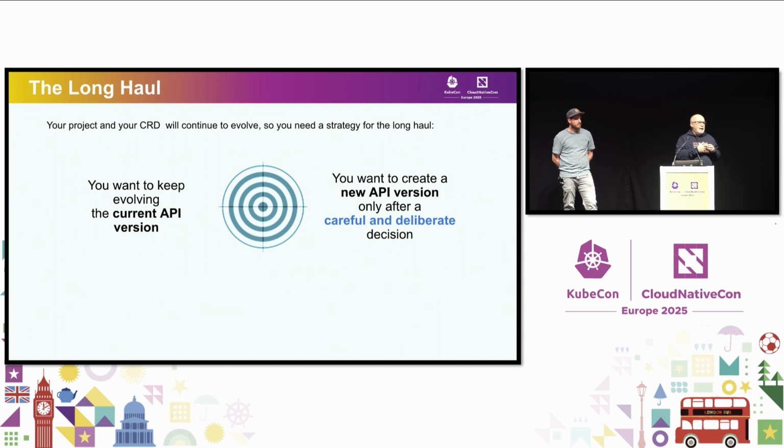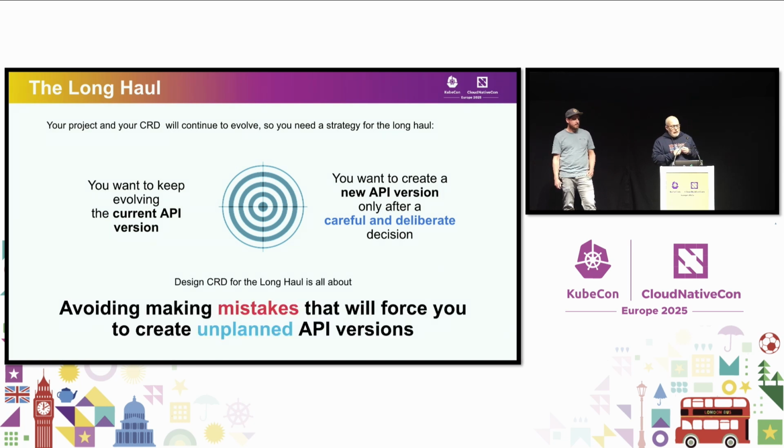But sometimes, what you can do with a single API version is limited, so you cannot do breaking changes. So sometimes you also want to create a new API version. But the key point here is that you want to create an API version only after a careful and deliberate decision. This is the key. So today's talk is about avoiding making mistakes that will force you to create an unplanned version.